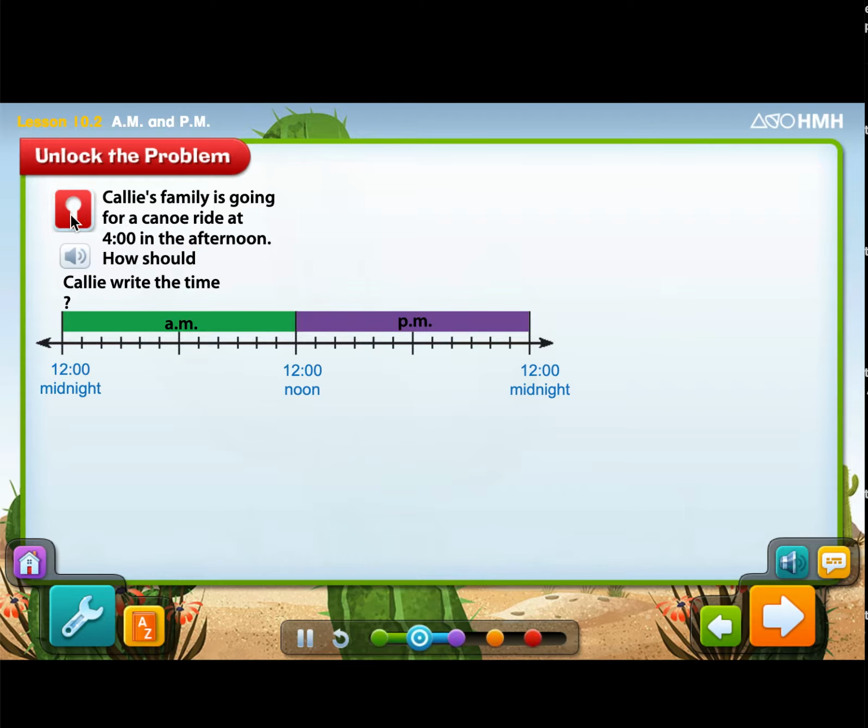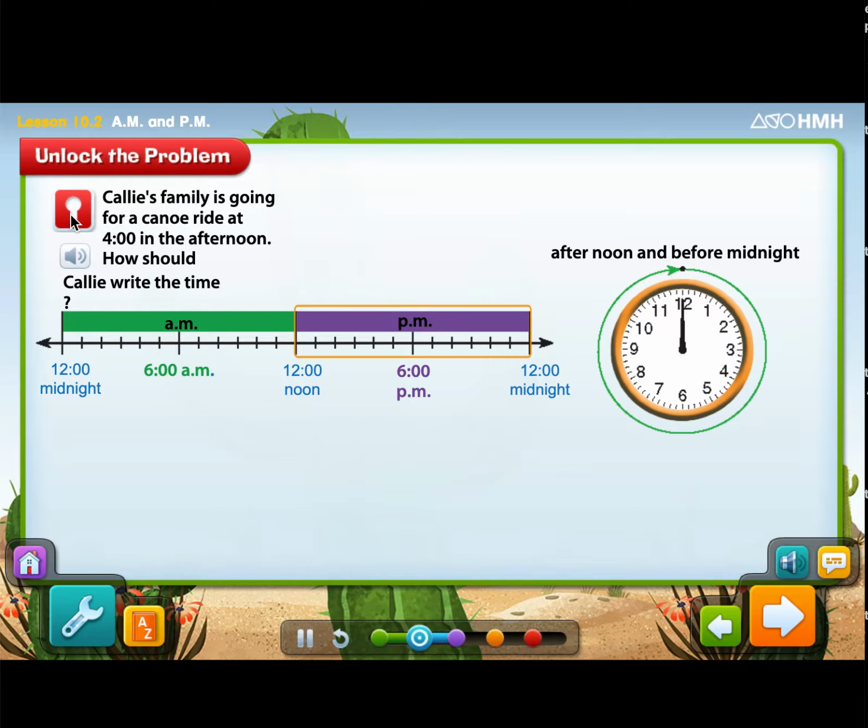Callie's family is going on the canoe trip in the afternoon. That means they're going after noon and before midnight. Where does 4 o'clock in the afternoon belong on the number line? It goes after noon and before midnight. How should Callie write the time? 4 o'clock PM.